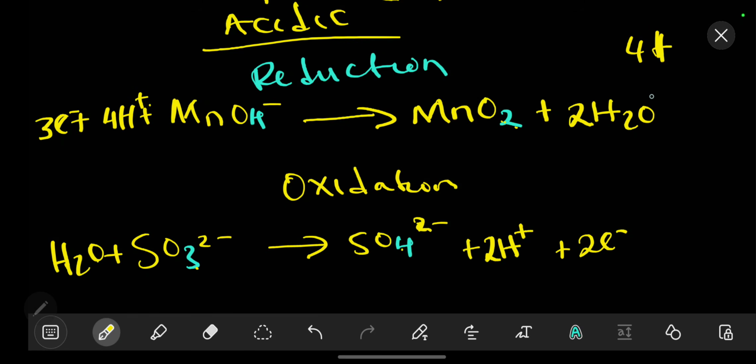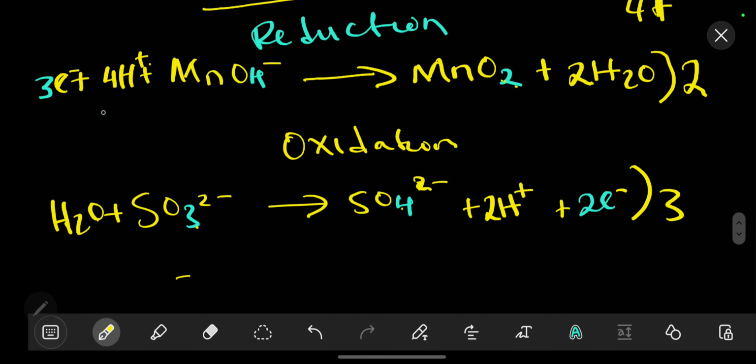So we are going to have multiplying. We have 2, this 2, we are going to multiply it here. Then this 3, we are going to multiply it on this other one. So we are going to do that. Then our 2 times 3, we are going to have a positive 6 there. So 2 times 3 gives us 6 electrons. 2 times 4, we are going to have plus 8 hydrogens.